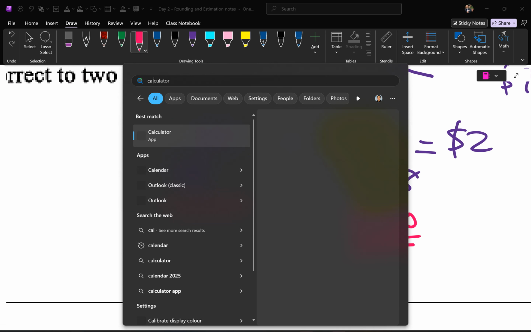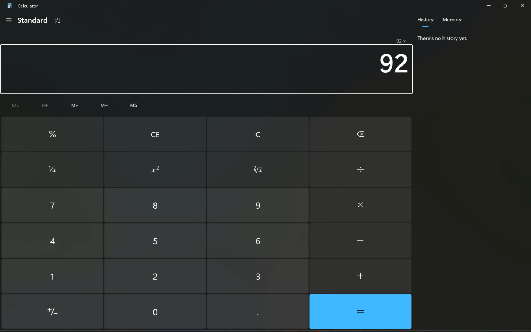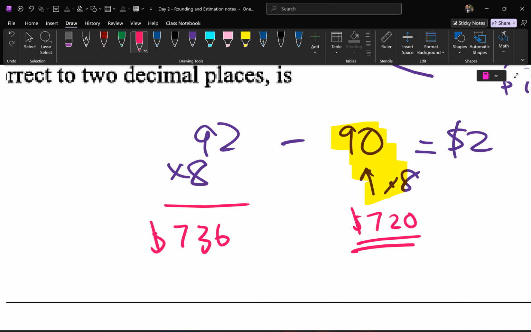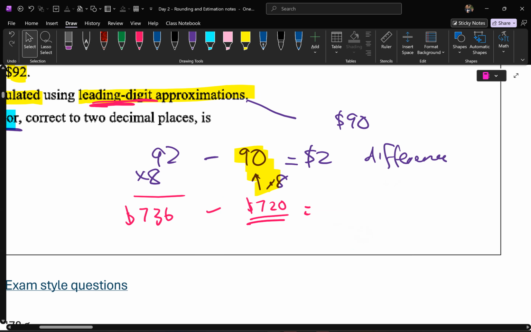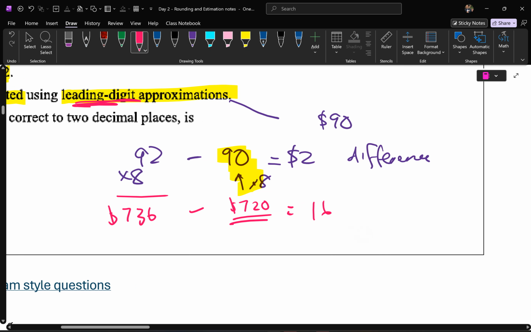I'll do a simple calculator like this one. Let's go. 92 times 8. 736. So now I know this is the real cost. How far off am I? How much is the error? How much am I missing? 720 is what I estimated, but the real cost is 736. So how do you work it out? What's the difference? 16.